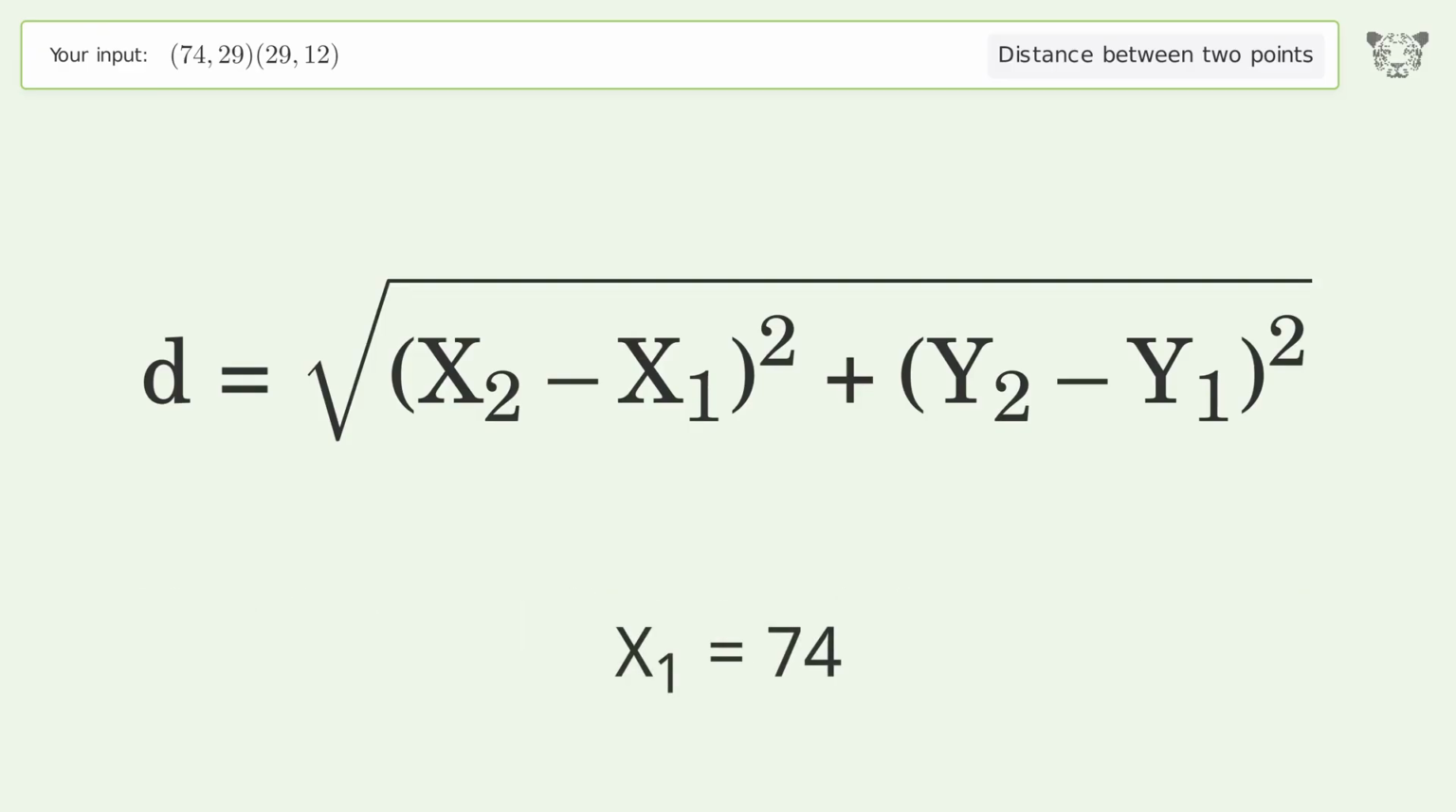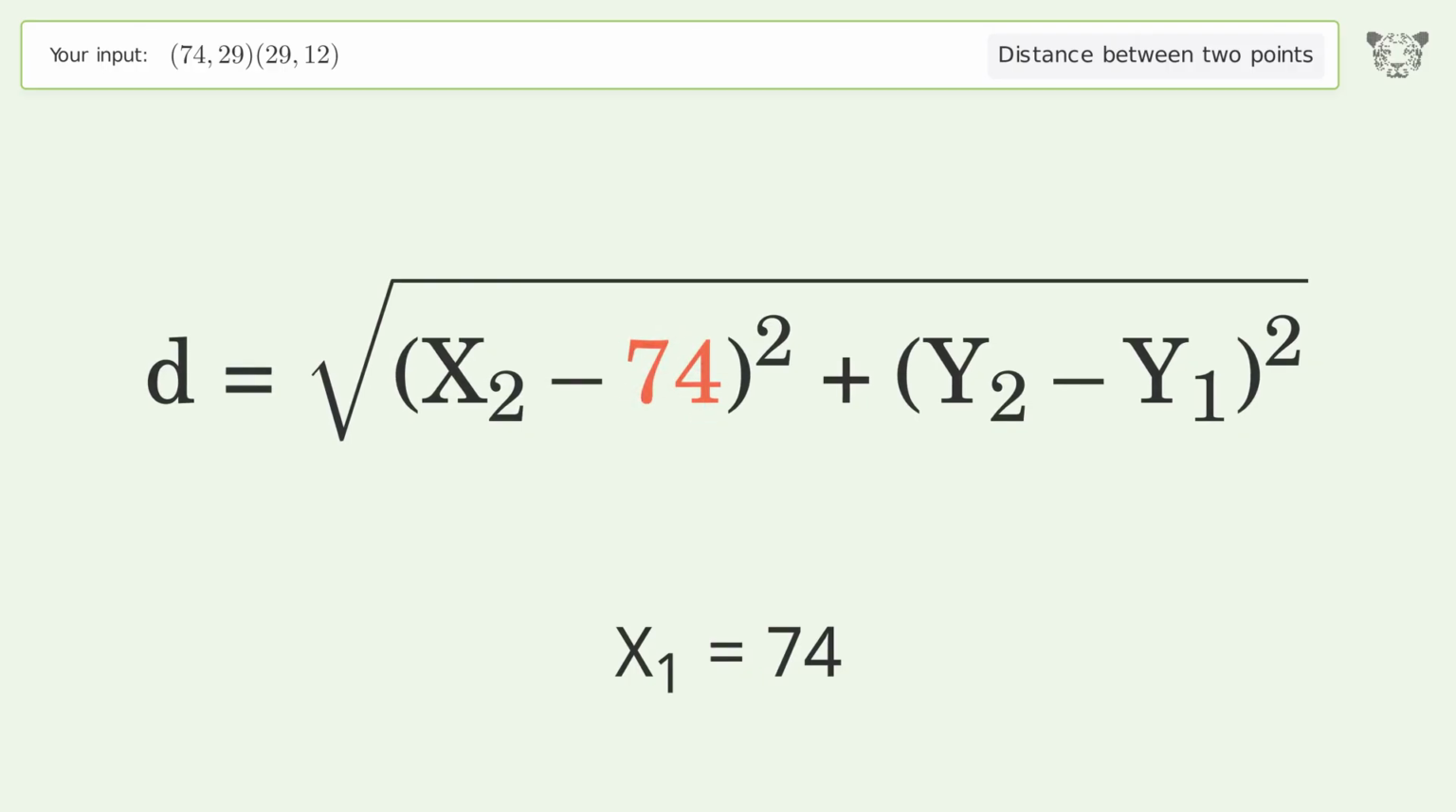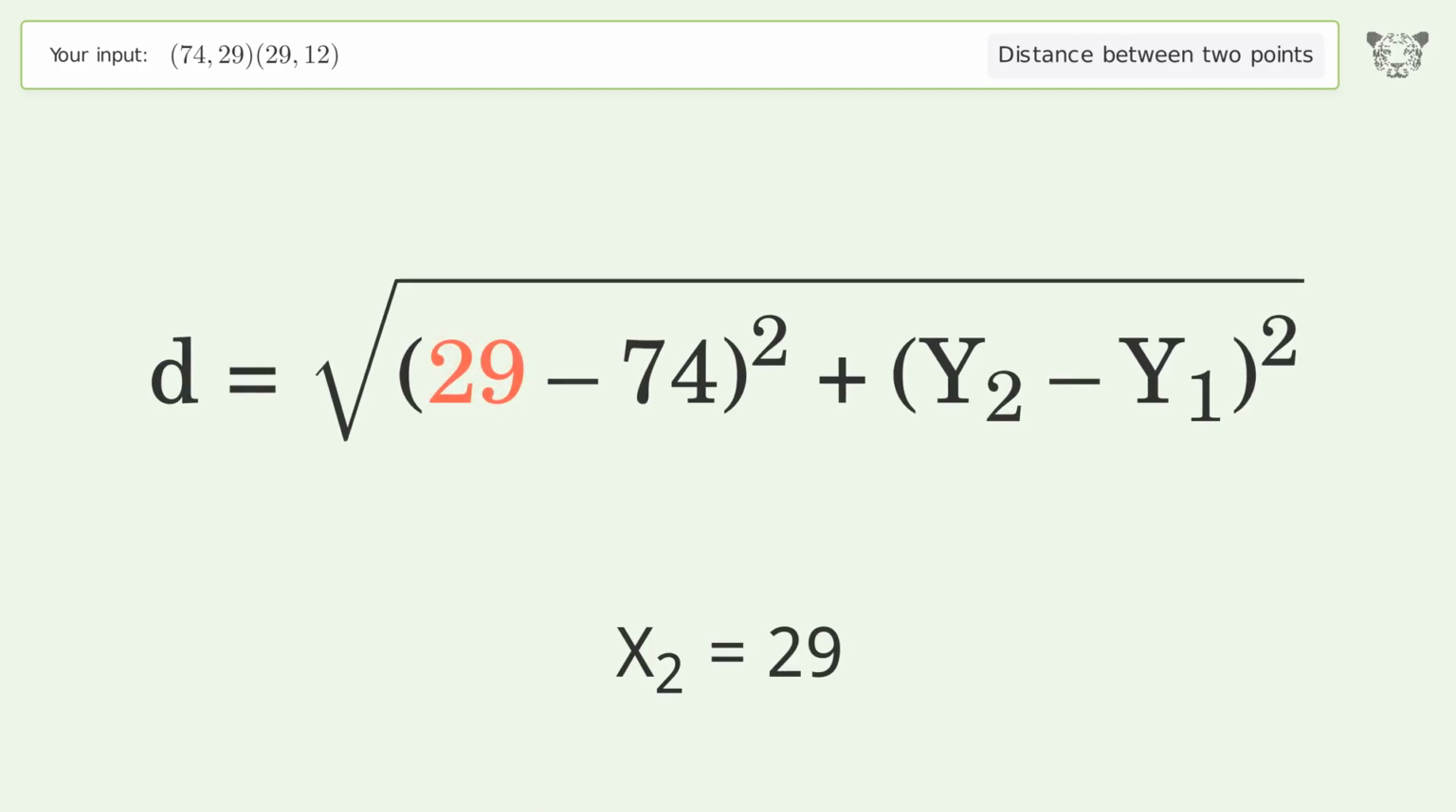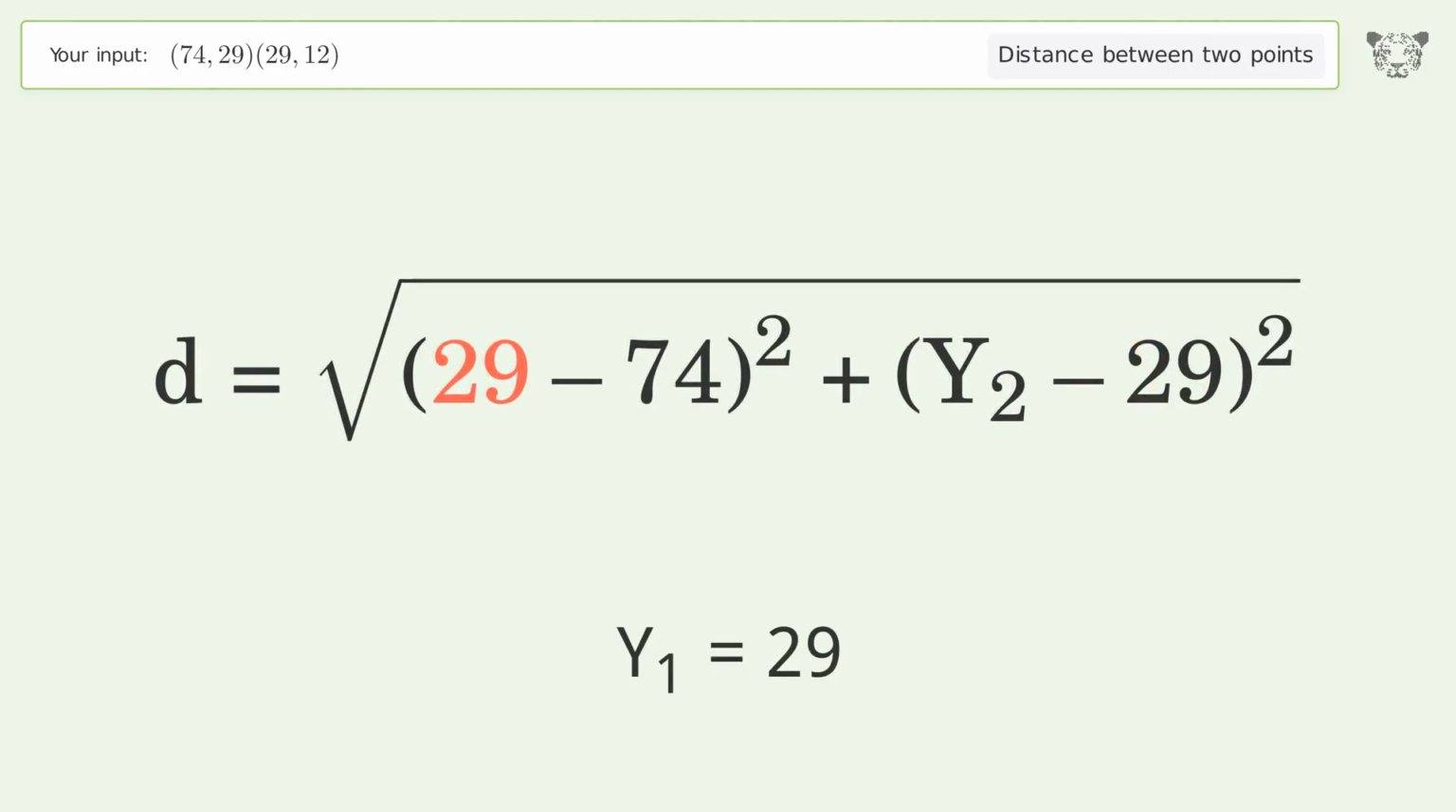x1 equals 74. x2 equals 29. y1 equals 29. y2 equals 12.